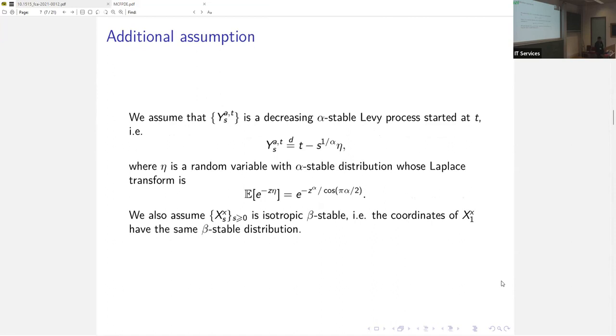We need some additional assumptions. We assume that Y is a decreasing stable Lévy process. And we also assume that capital X is an isotropic beta-stable process. So this means the coordinates of X have the same beta-stable distribution. Okay, this would make our proof easier.